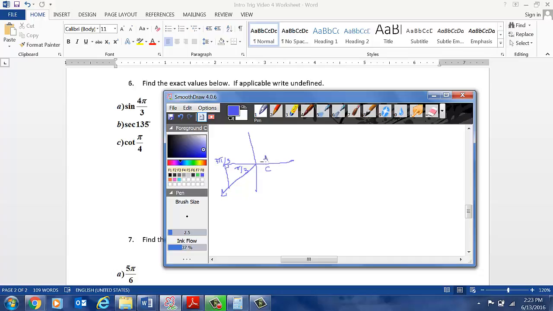I know that sine is negative in quadrant 3. So sine of 4 pi over 3 is the same as negative sine of the reference angle, which is pi over 3, or 60 degrees. And remember, if I'm looking at my special triangle, this is 1, 2, square root of 3. Here's 60 degrees, so that would be opposite over hypotenuse. So this is negative square root of 3 over 2.